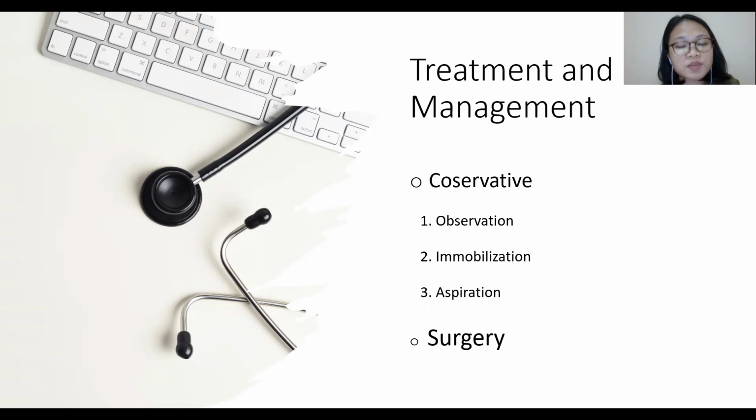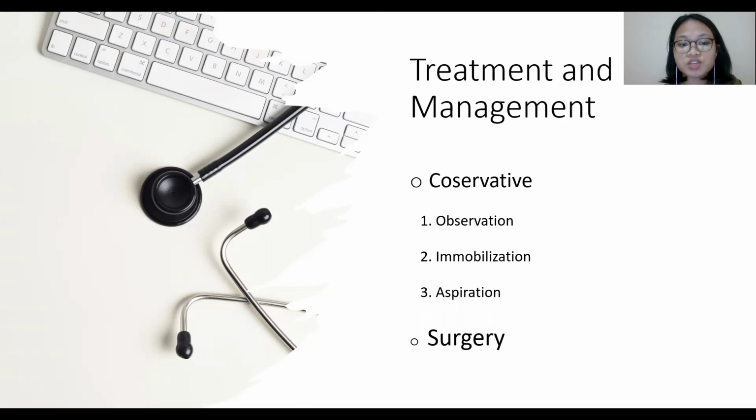The second one is immobilization. To reduce the risk of pain and hemorrhagic ganglion cysts, patients are recommended to reduce activity of using the wrist or area affected by ganglion cysts. And the third one is aspiration. The aspiration method is carried out to remove fluid from inside the cyst by piercing a needle into the cyst. However, the rate of recurrence of ganglion cysts after aspiration is greater because the cysts are not completely removed.